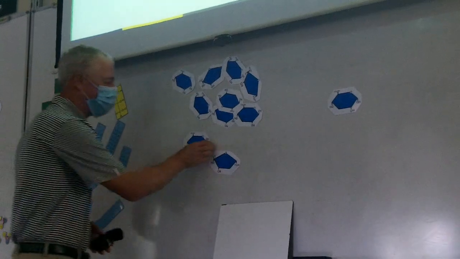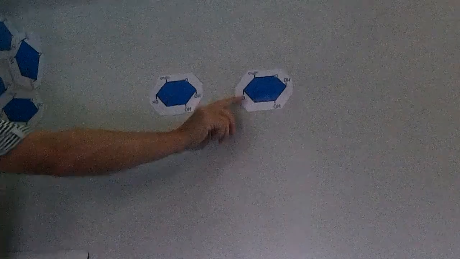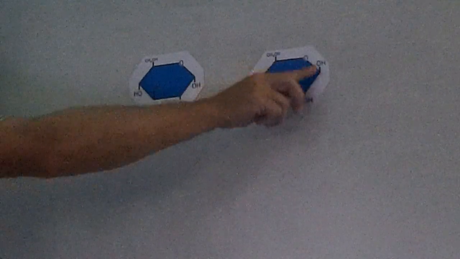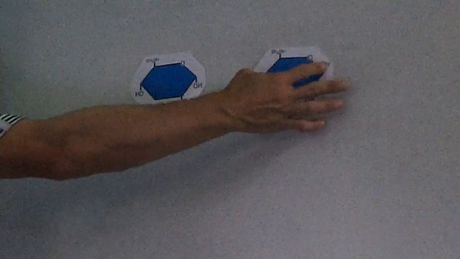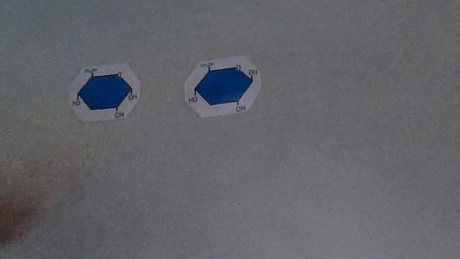But there's another type of glucose. Check this one out. This is called beta glucose. The OH groups, one's going down, that one's going up. They're opposite of one another. We call that beta glucose.